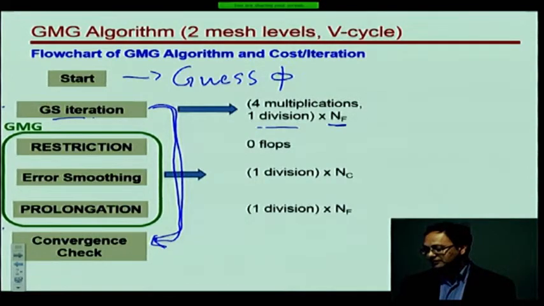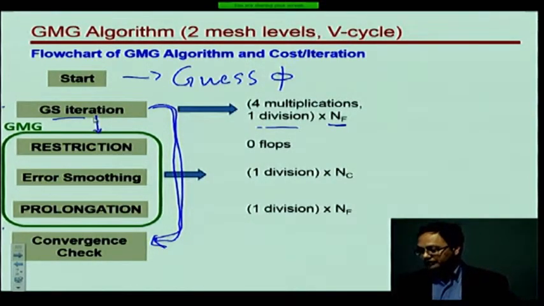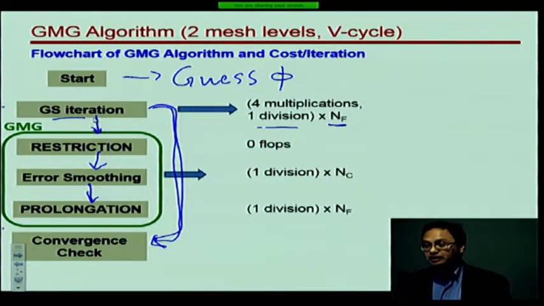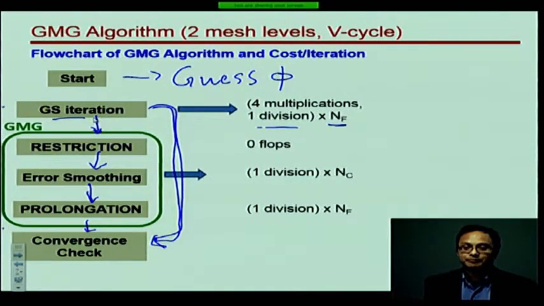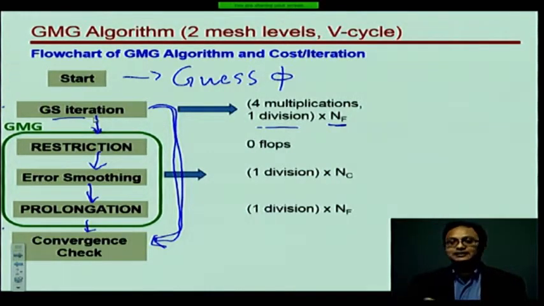The restriction step is where we transfer the residual, then we smooth the residual on the coarse mesh, then we pass the correction for phi back to the fine mesh, which is the prolongation step. Once we have the new updated solution for phi f, that's when we check for convergence. So it's kind of a detour. Now let's look at how many operations you have in the detour.